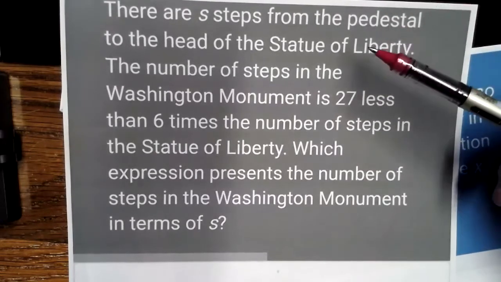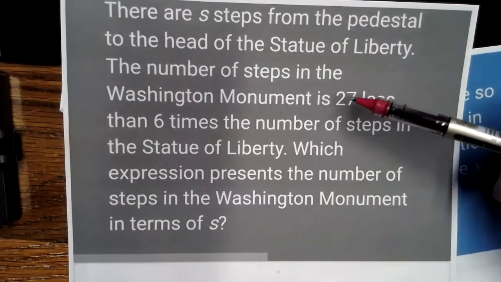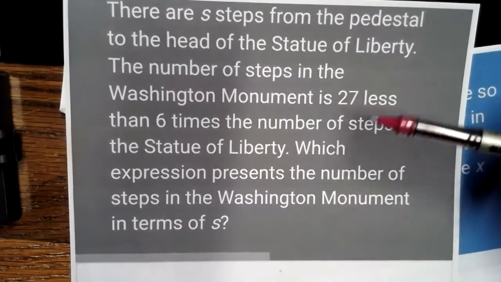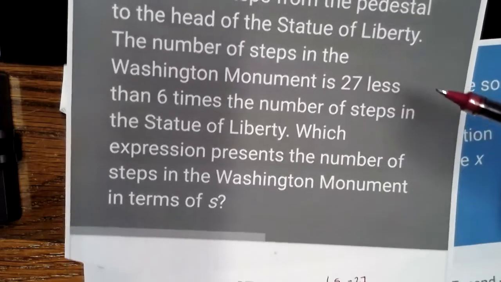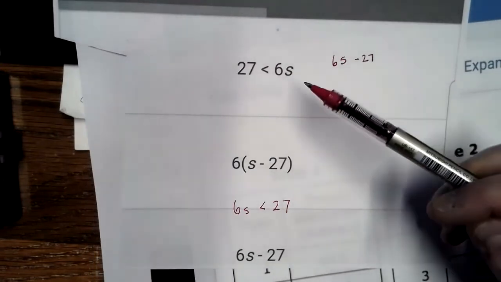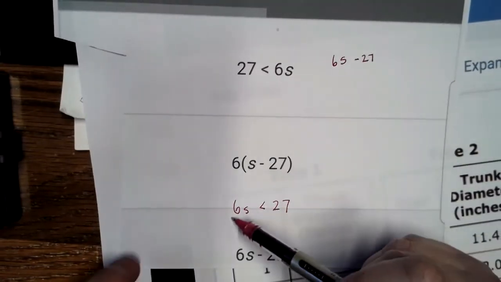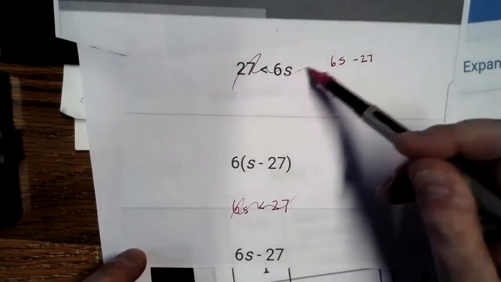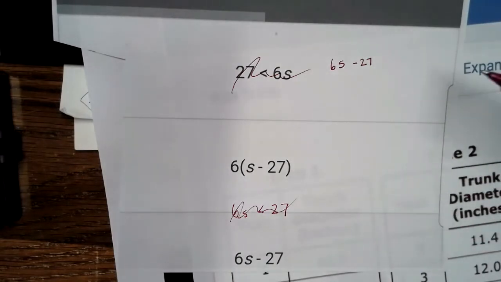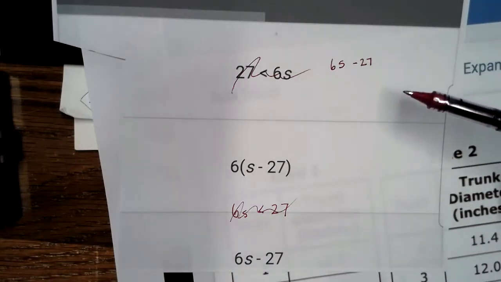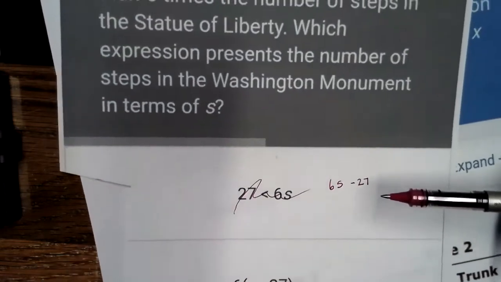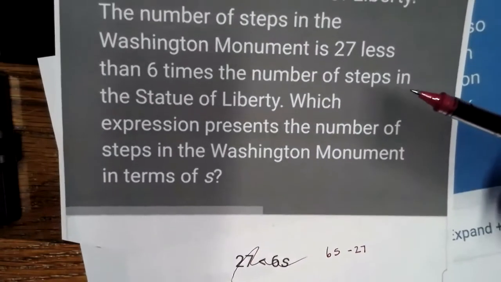Great. The number of steps in the Washington Monument is 27 less. So that's going to be minus 27 no matter how we do the rest of the problem. We know it's going to be a minus 27, which immediately takes away this one and this one. So this one's out and this one's out. So now you've got 2, which if you didn't know how to do it by hand just from reading it, at least you've got it down now to where you can take their information and recalculate.